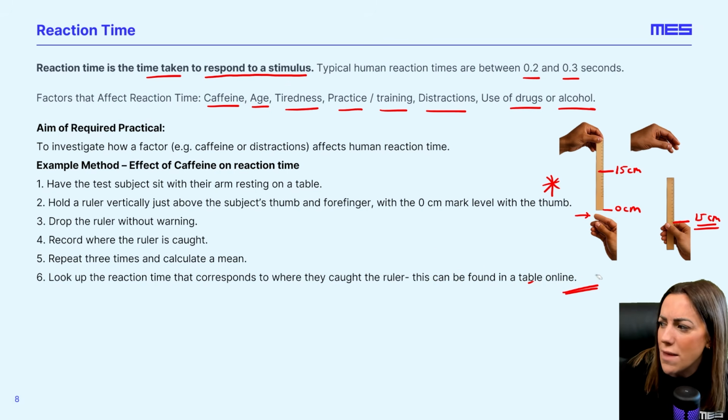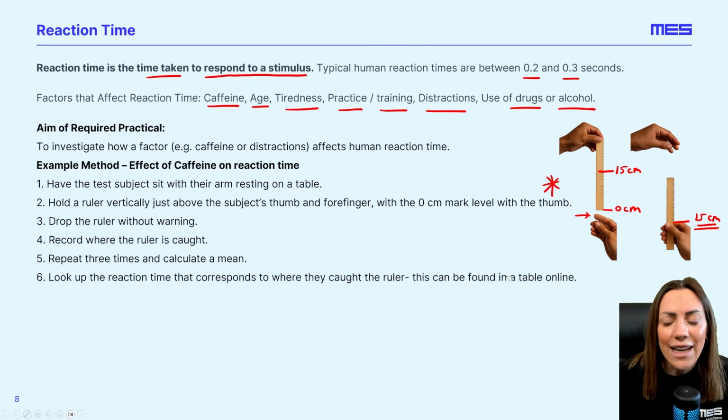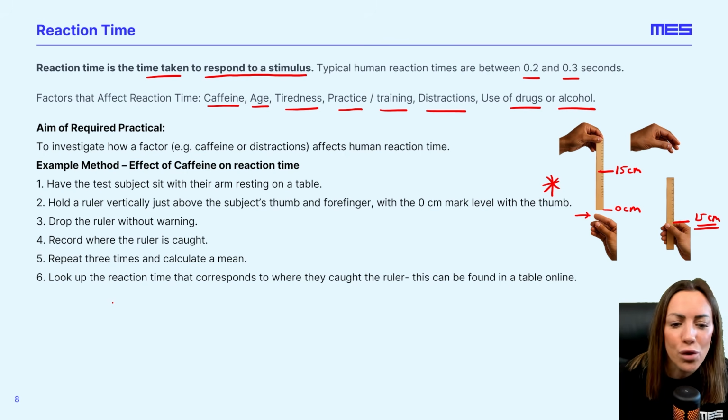Now, you might be thinking, that just gives me a distance. How do I actually know their reaction time? Well, you can look up the reaction time that corresponds to where they caught the ruler. You can actually find this in a table online. So your teachers might have given you this table, but you can look up, on average, they caught the ruler at 16 centimetres. That would equate to a reaction time in seconds or milliseconds, which you could then look up online.